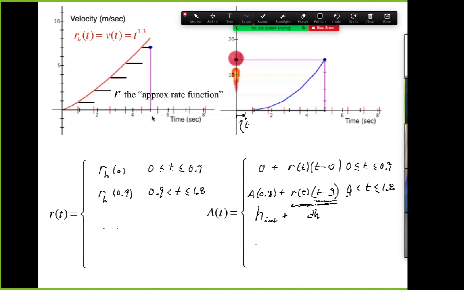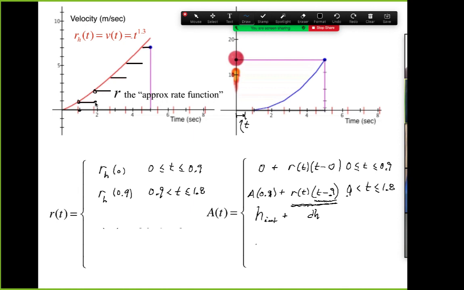Instead of R of h of 0.9. But so that's fine, right? That doesn't cause an issue, right? Are they not different values? Well, so this is just doing it the other way now. So it's doing it like this.